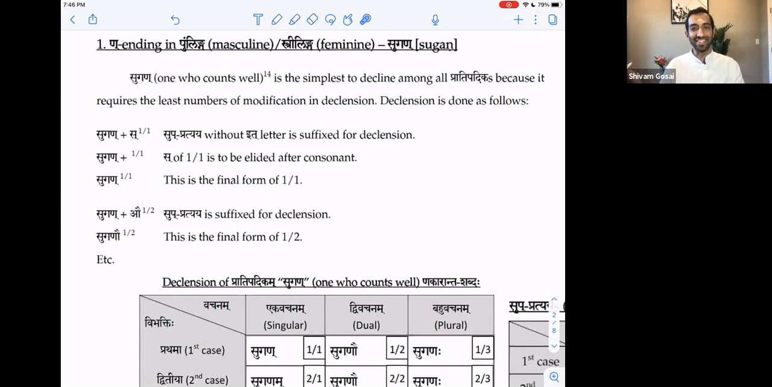It's an accountant. I don't know if, yeah, one who counts well. And we always joke that the first word we learn is the accountant. Right? Tax season passed not too long ago. You need to remember the accountant before you do anything. The reason actually why we do it is because it's the simplest to decline among all the Pratipadikas. It's simpler than Rama because it requires the least number of modifications.